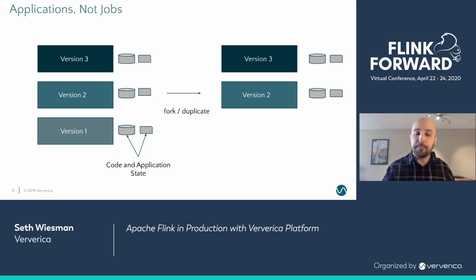Now I want to rescale. I haven't changed my code, but that's a change in configuration. Again, that is a new Flink job. And I need to do a rollback. So, something went wrong. Mistakes happen. We pushed a bug to production.